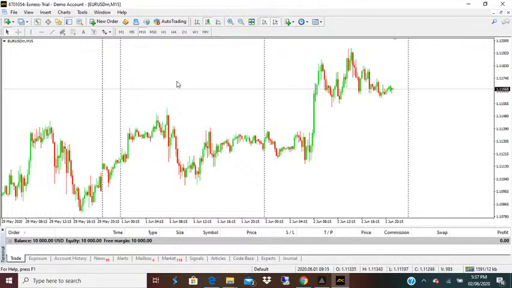Now I'm taking a trade. How do I take a trade? Now, if you come to Euro USD, there is a drop down and there is a quick entry button.